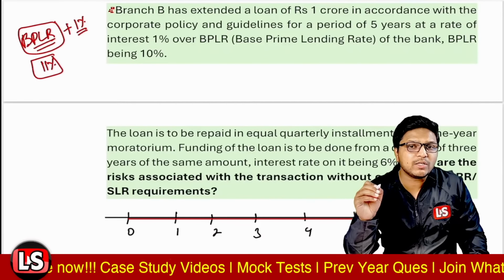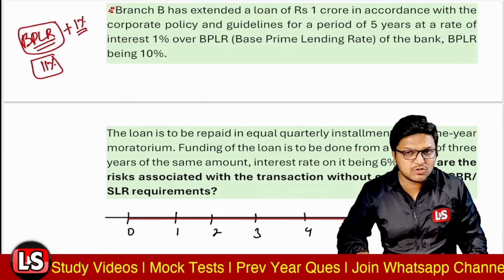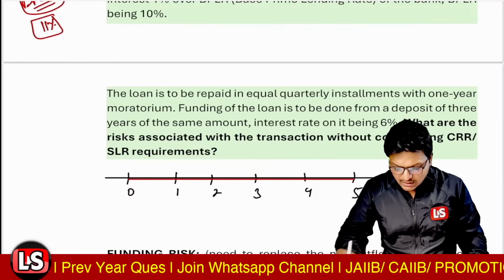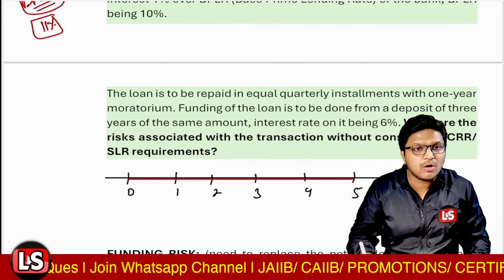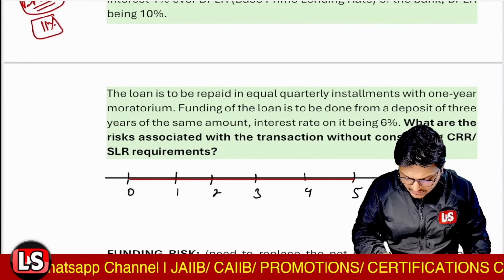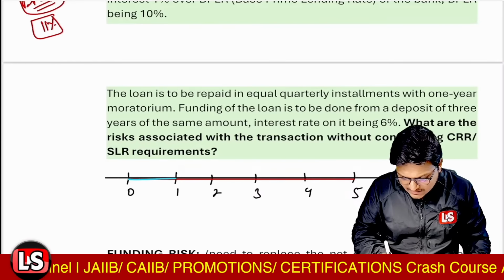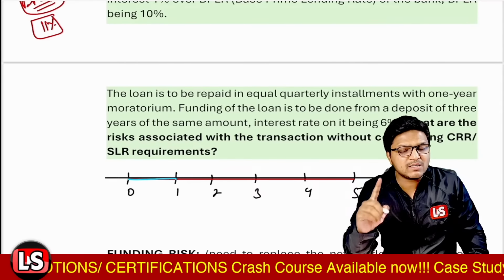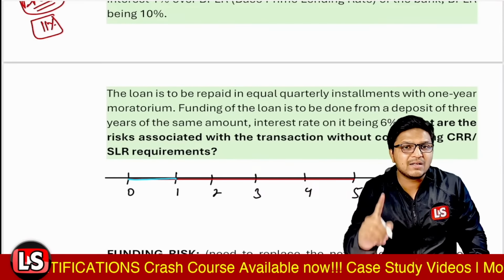And further, the loan is to be repaid in equal quarterly installments. Okay, so within quarterly installments the loan is to be repaid, and there is a moratorium period of 1 year. So we are basically having this particular moratorium period. The blue line is indicating the moratorium period. During the moratorium period, the loan installments are not to be repaid, but the interest will be accrued, right?